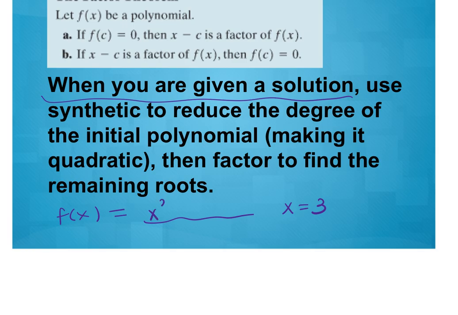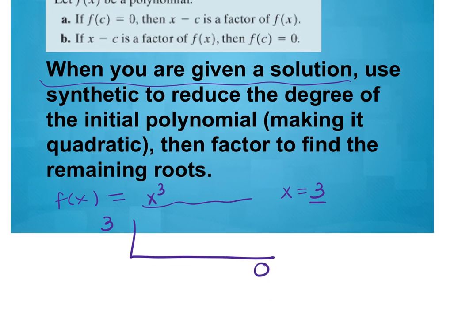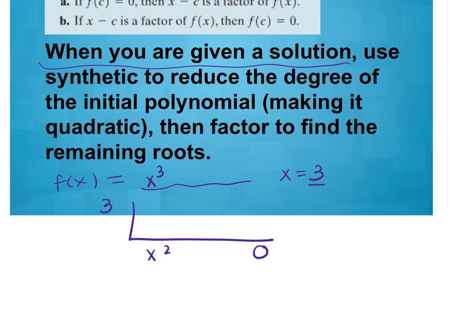So let's say this is an x to the third. We're going to use this solution on the outside of our synthetic division. We're going to go through synthetic division, and we expect to get a 0 at the end because it's telling you it's a factor. So the remainder should be 0. And then the result from this is going to be an x squared, and we'll either factor it, or we can use the quadratic formula if it's not factorable to find the remaining roots.